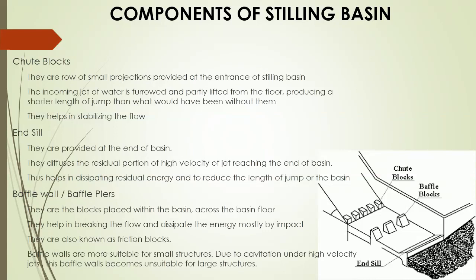Baffle walls or baffle piers are the blocks placed within the basin across the basin floor. They help in breaking the flow, and dissipate the energy mostly by impact. They are also known as friction blocks. Baffle walls are more suitable for small structures. Due to cavitation under high velocity jets, baffle walls become unsuitable for large structures.